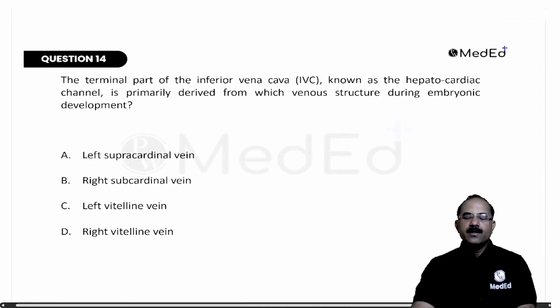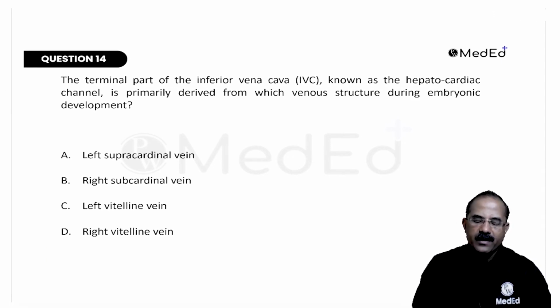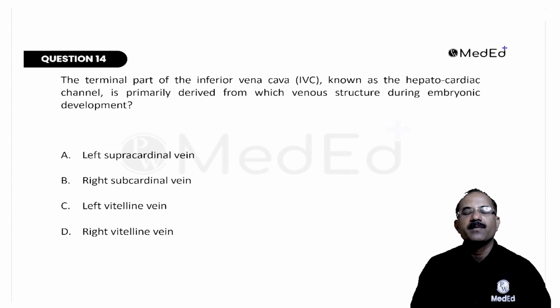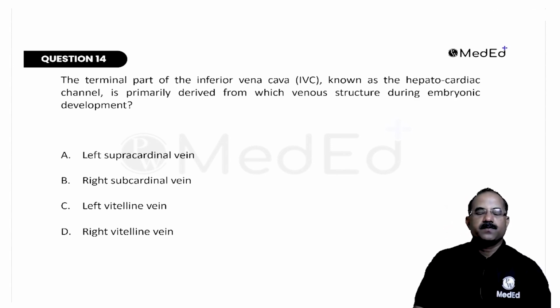Answer this. The terminal part of IVC, also known as hepatocardiac channel, is primarily derived from which venous structure during embryonic development? Can anyone tell me? It's a little difficult. This is a difficult MCQ. Anyone?